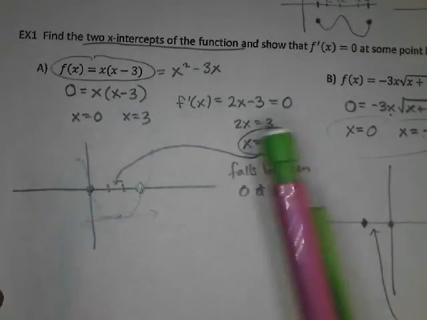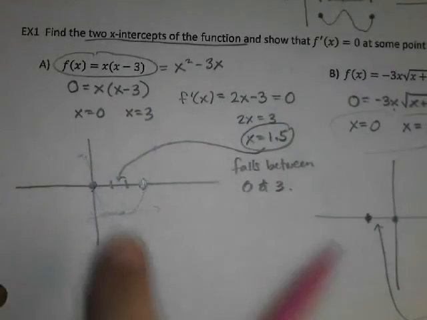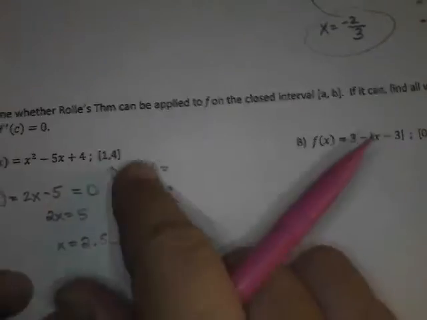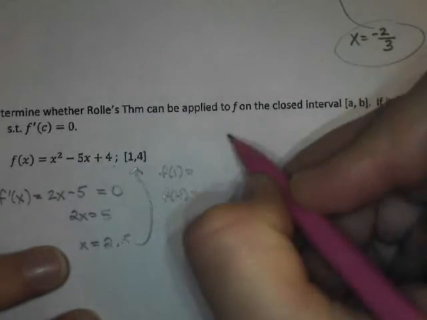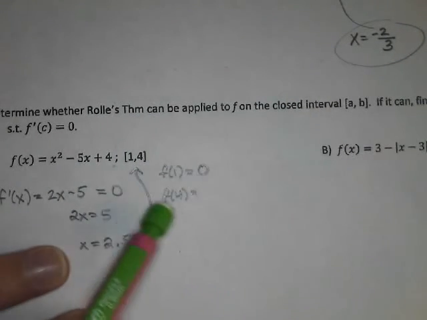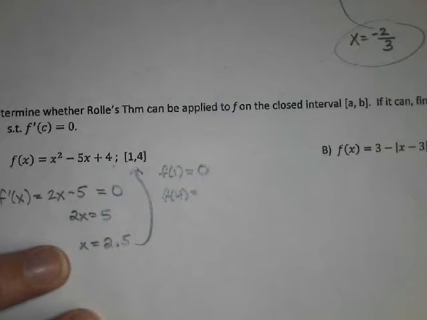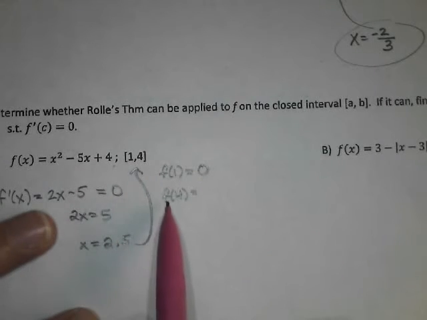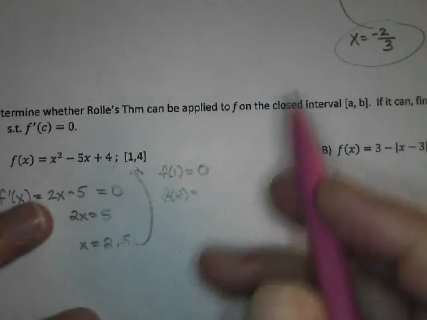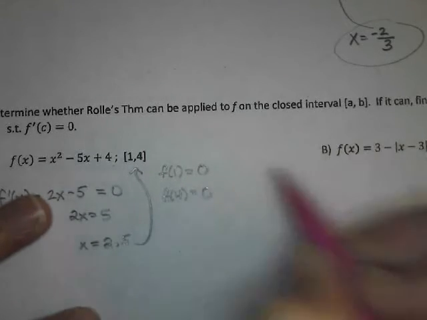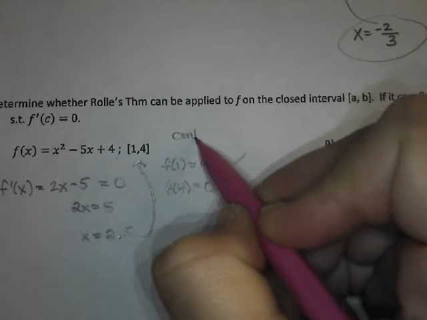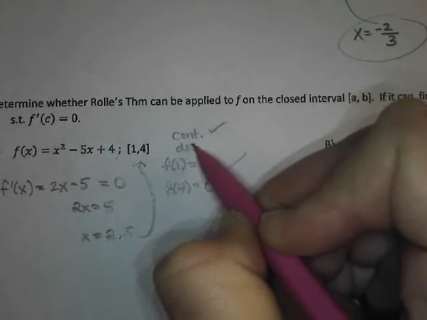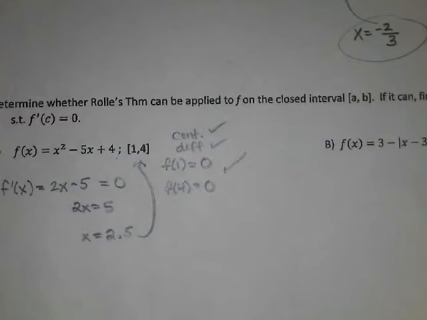If I do f of 1, I do get 0. It doesn't have to be 0 though. It could be f of 1 equals 7 and f of 4 equals 7. f of 4 is 16 minus 20. Yep, that's 0 too. So, between that, the continuous, the differentiable, those are our 3 restrictions, ensuring us that Rolle's theorem should give us some number, at least 1, if not more.